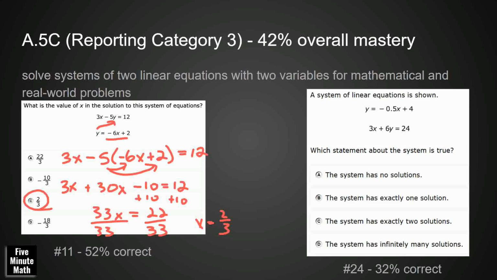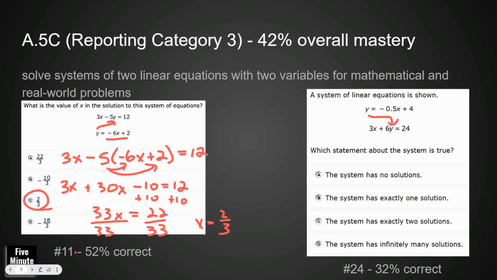All right, so number 42, or number 24, excuse me, we are looking at two different sets of linear equations, but they're not asking for the answer. They're asking for us to describe it. Now, on either of these, we could graph if we want to, but once again, it looks like we're set up for substitution. So let's go ahead and do that.